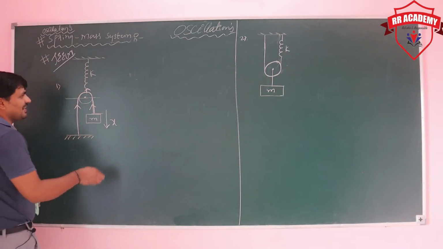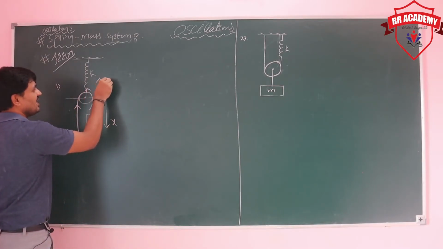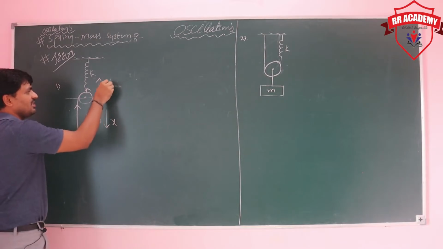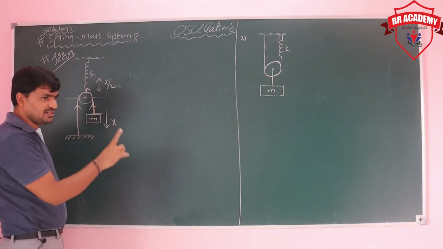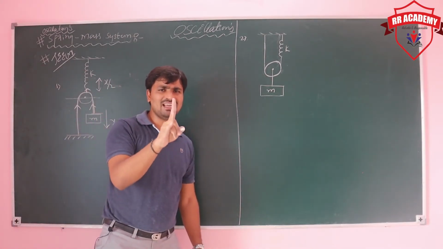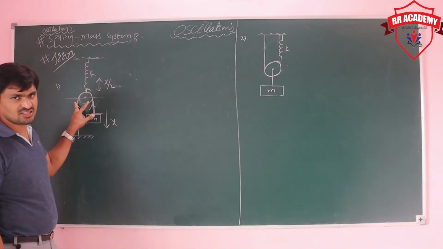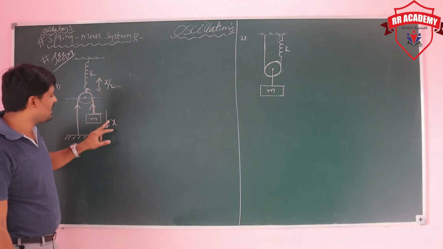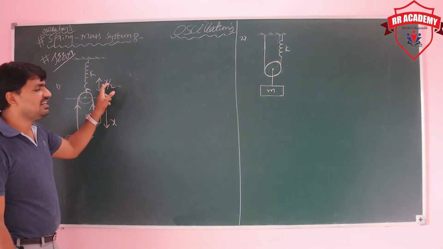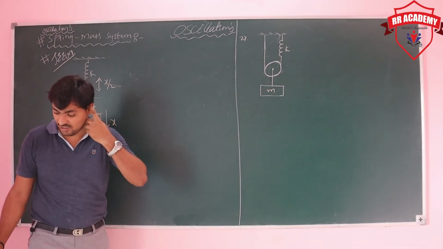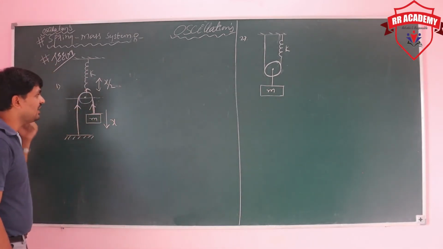Now how much is the spring displaced, or how much is the extension in the spring? The extension in the spring is half of the displacement of the body, because the body is connected to 1 but the spring is connected to 2. So that's why here it is the extension x, and here it is going to be half of the value.